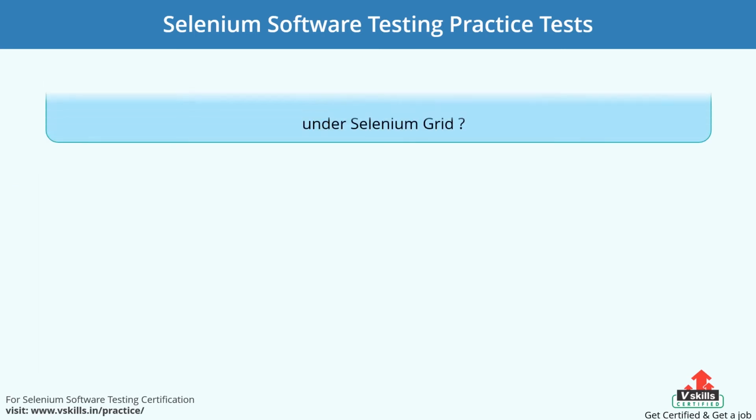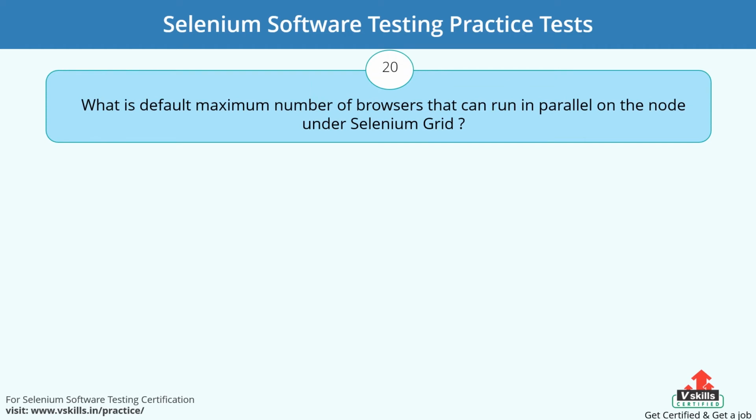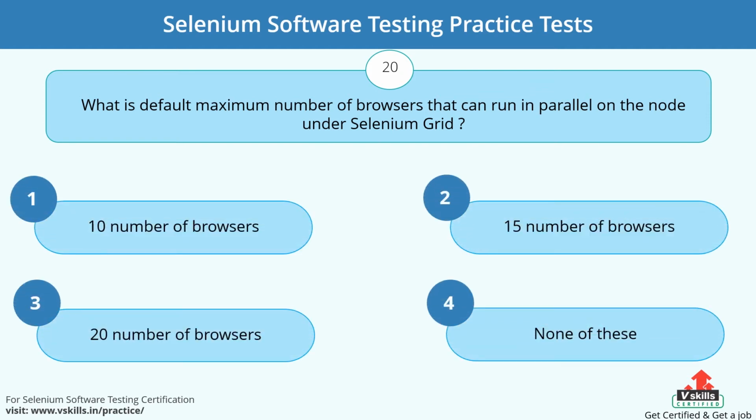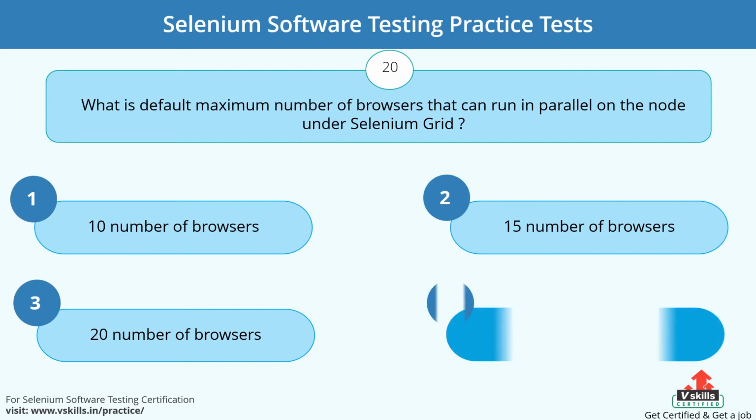Question number 20. What is default maximum number of browsers that can run in parallel on the node under Selenium Grid? The options are A. 10 number of browsers, B. 15 number of browsers, C. 20 number of browsers, D. None of these. The correct answer is option D.